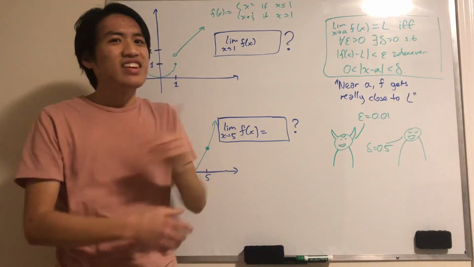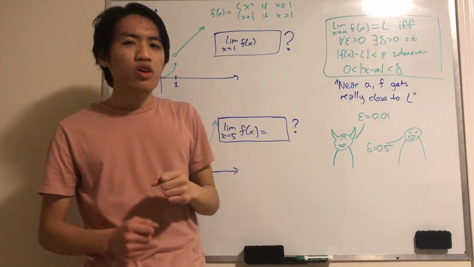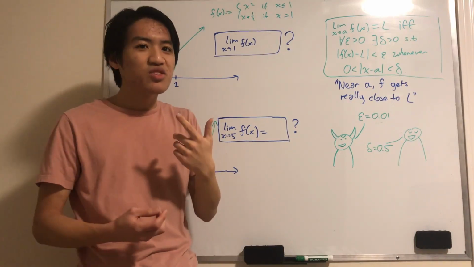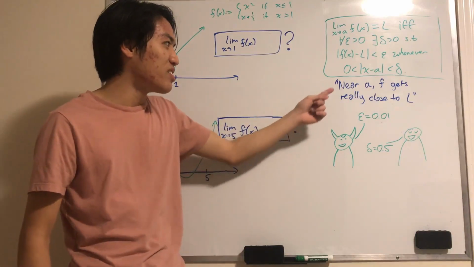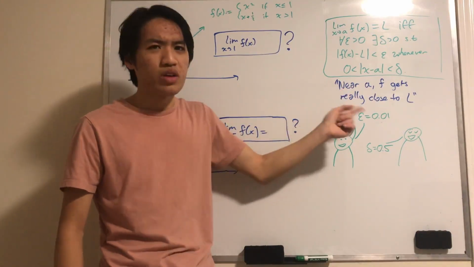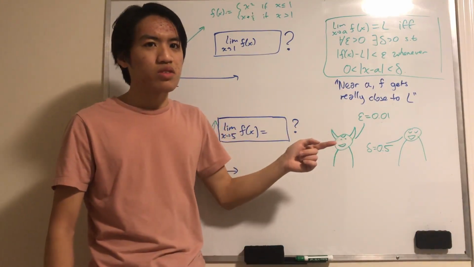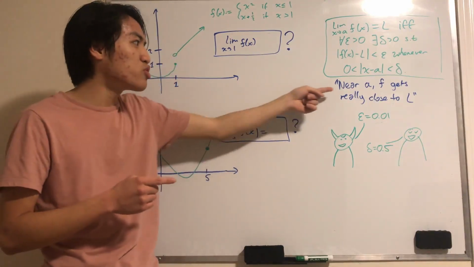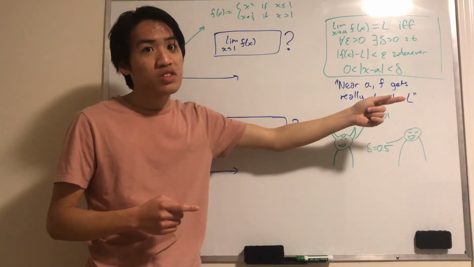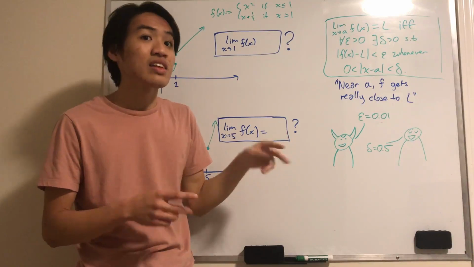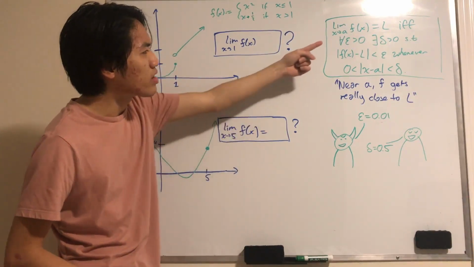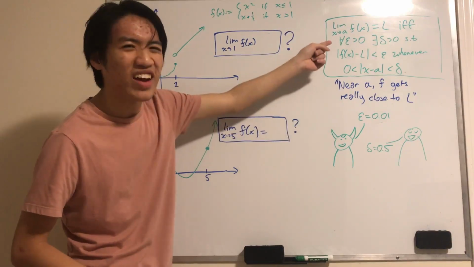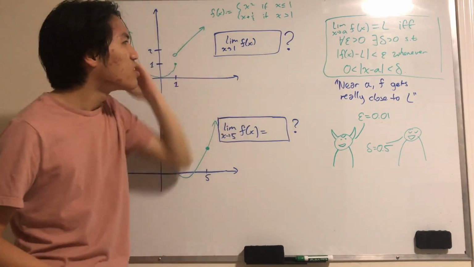Well, remember, this is the definition of the limit. It's to take what we know in common terms and turn it into mathematical terms. So in common terms, we're saying near a, f gets really close to L. So near the value that x is approaching, the output values get really close to what I think the limit is going to be. Okay, so it turns out all these components are right here. They're just a little hidden.